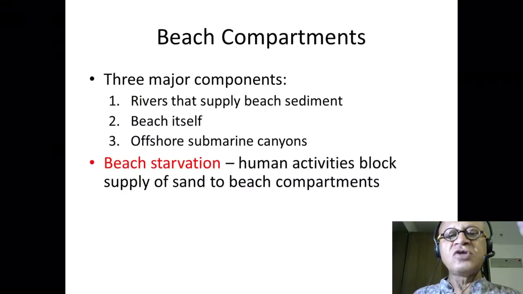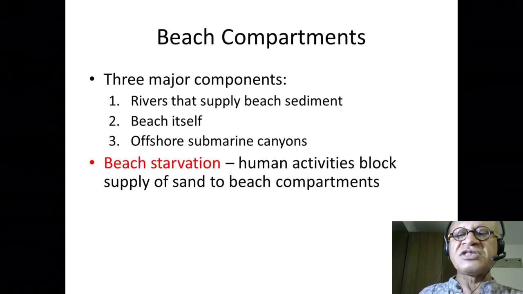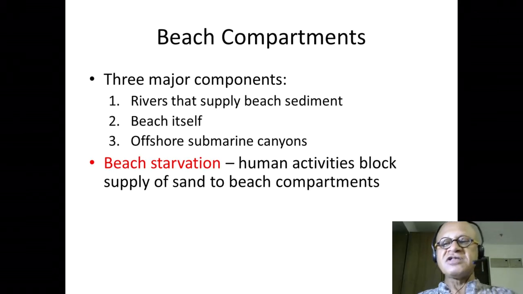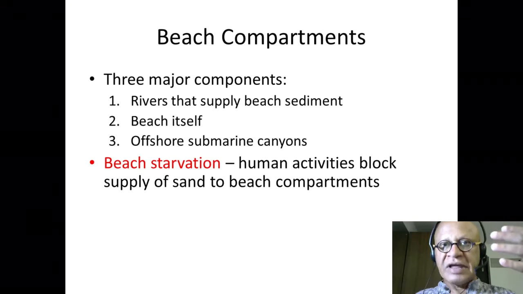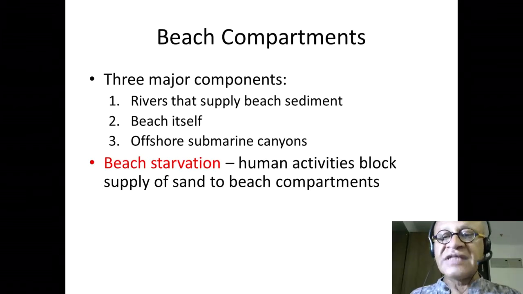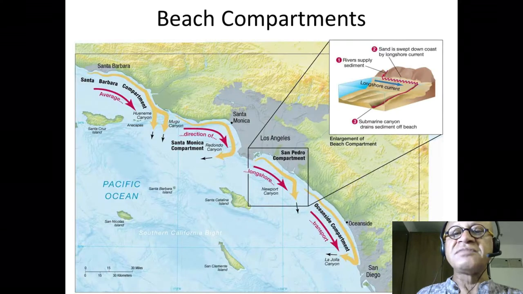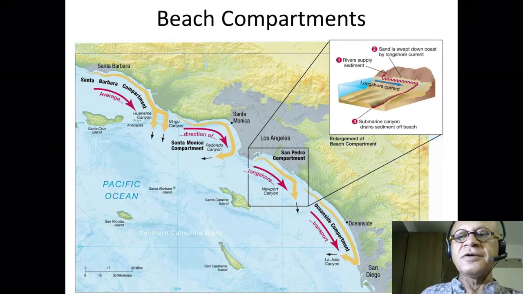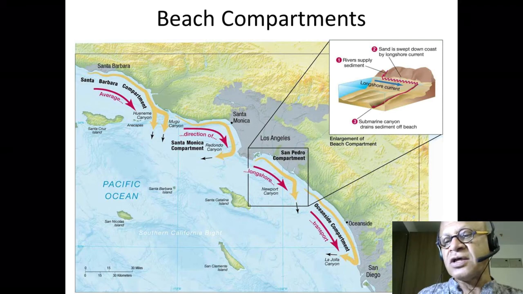Okay, and then we'll also learn the concept of beach starvation, where human activities actually block the supply of this sediment to the beach, which goes through its wave processes, grinding, erosion, and forms the sand that gives us the nice beach, right? So here are the beach compartments along the Pacific coast of the US. There is Santa Barbara, there is Santa Monica, there's Oceanside, there's San Diego down here.